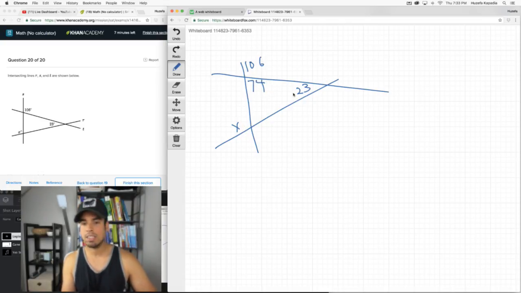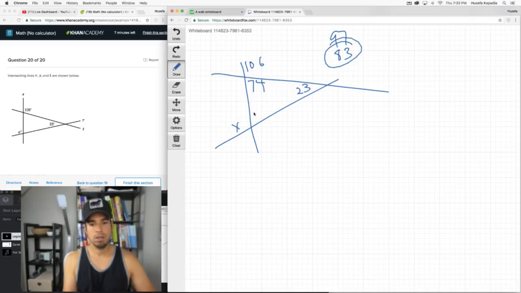Well, I still can't get to x, but I got a triangle. What do all the angles in a triangle add up to? They add up to 180. 74 plus 23 is 97. 97 plus what is going to give you 180? It's 83. Boom, we got 83 over here.